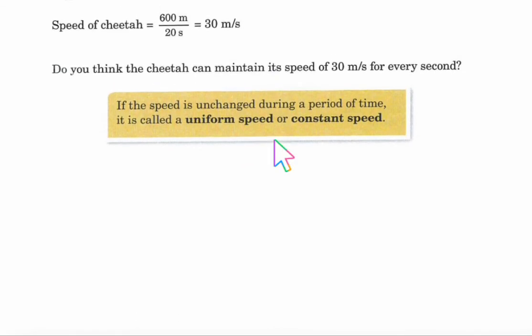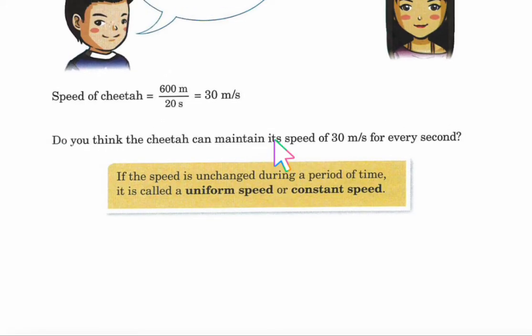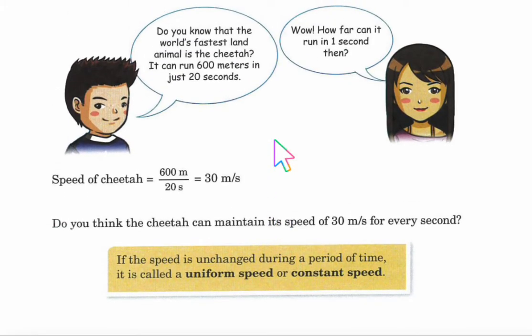Now, do you think that this cheetah is maintaining its speed of 30 meters per second for every second? Like it's like a robot and it's constantly running 30 meters per second? Probably not, right? Because it's a living thing. It gets tired every once in a while. It's going to slow down once in a while. It's going to speed up once in a while. So if the speed is unchanged during a period of time, it's called uniform speed or constant speed.